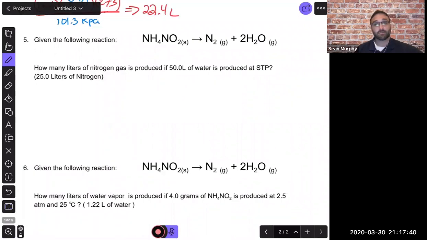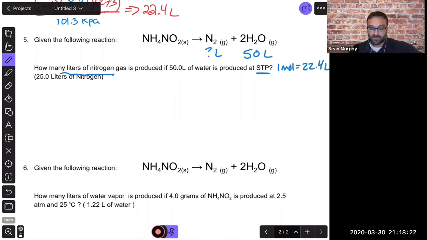You just have to keep track of your units and keep track of what you started with and what you need to find. So it says, how many liters of nitrogen? So which one is nitrogen? Nitrogen is a diatomic molecule, so therefore it is N2. So we're looking for question mark liters. That's what we're looking for. Is produced if 50 liters of water is produced at STP. So that means 1 mole is 22.4 liters.